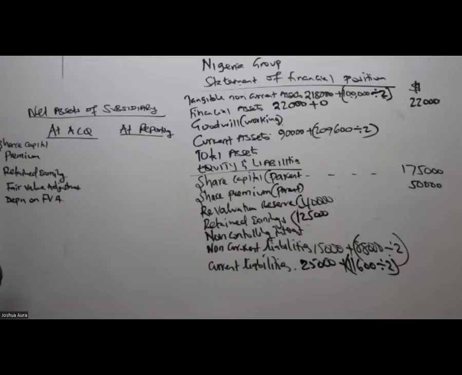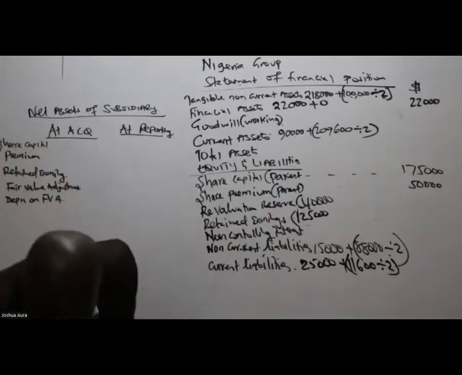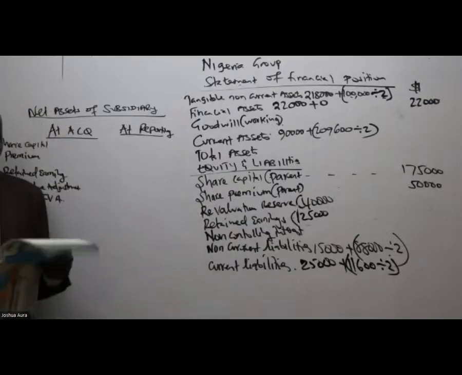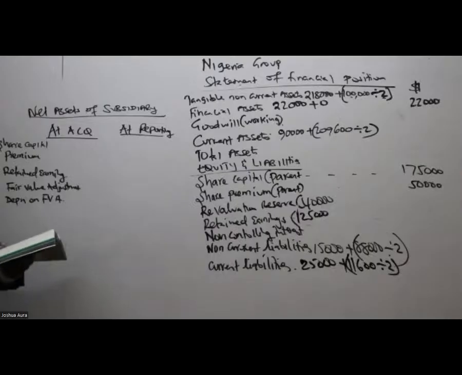We have depreciation on the fair value adjustment. So I know you have that question, so I would want us to go very slowly. So we start with share capital. The share capital that I can see there is how much? Can somebody give me the share capital that I should pick here very fast?